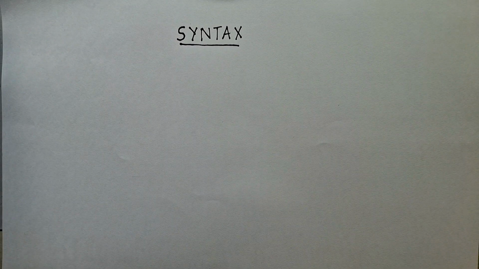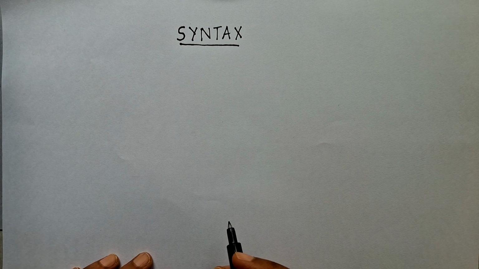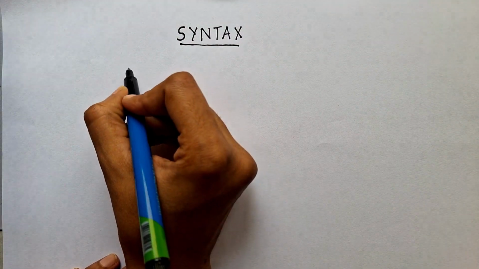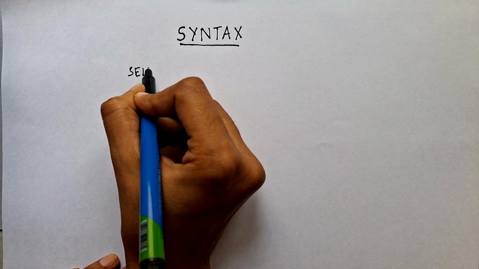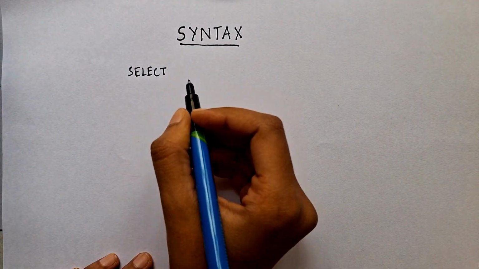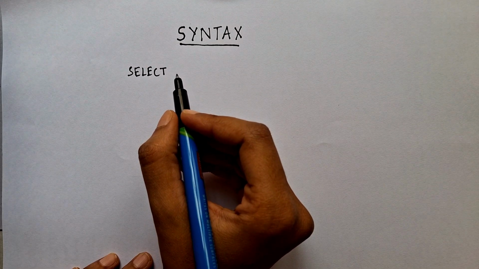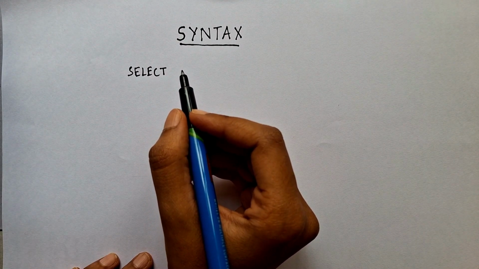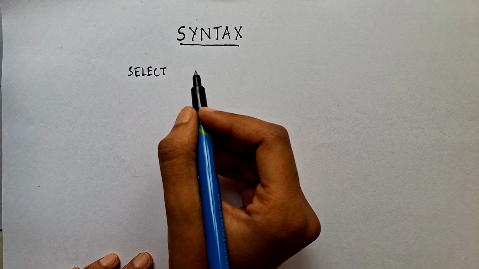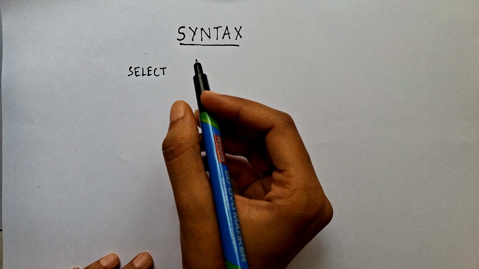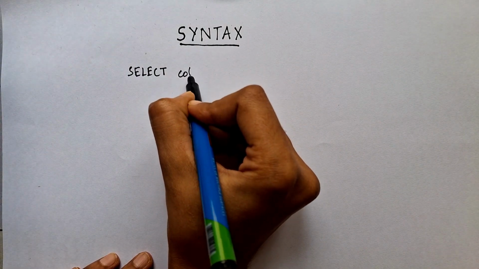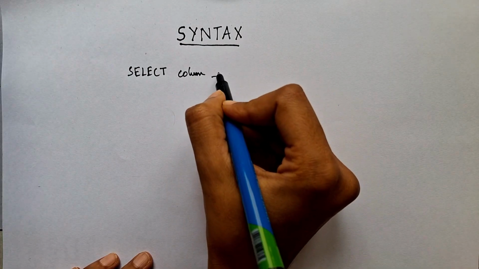Now let's understand the syntax of inner join in detail. First, we start with the select statement. So I write select here. Here we specify the columns that we want to display in the output. We can choose columns from one table or from both the tables. So we are selecting the columns here.